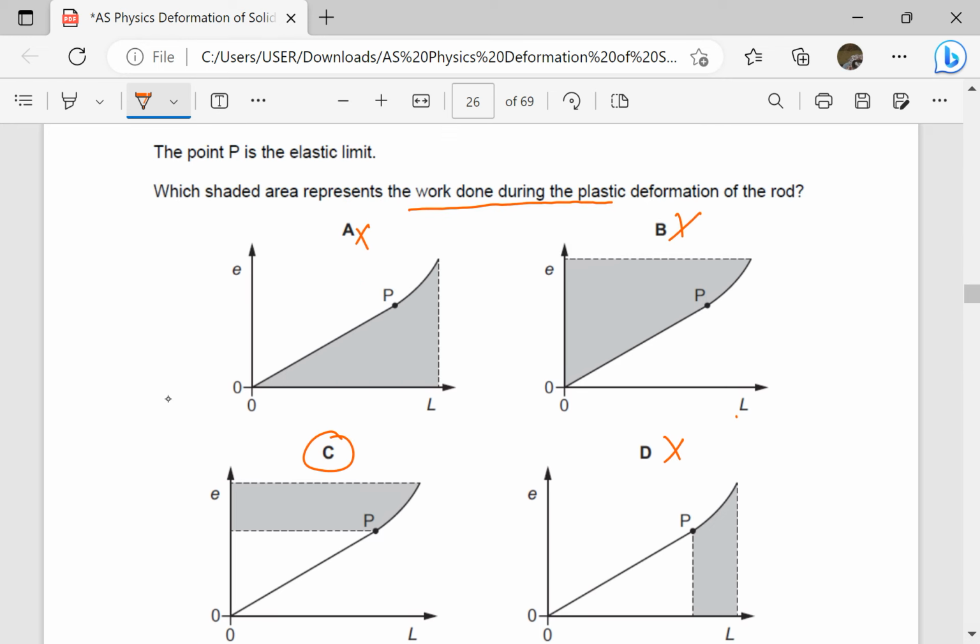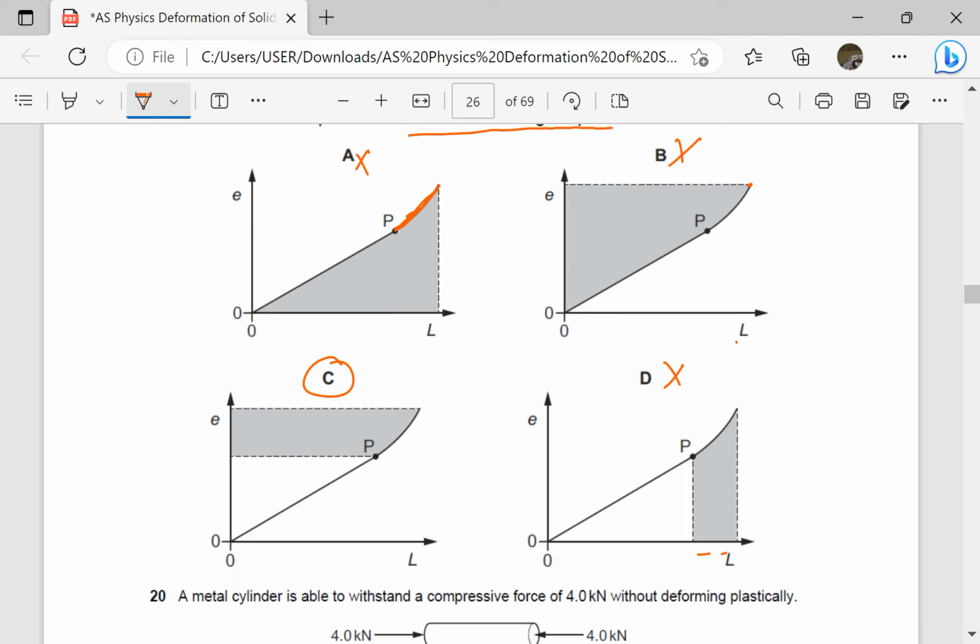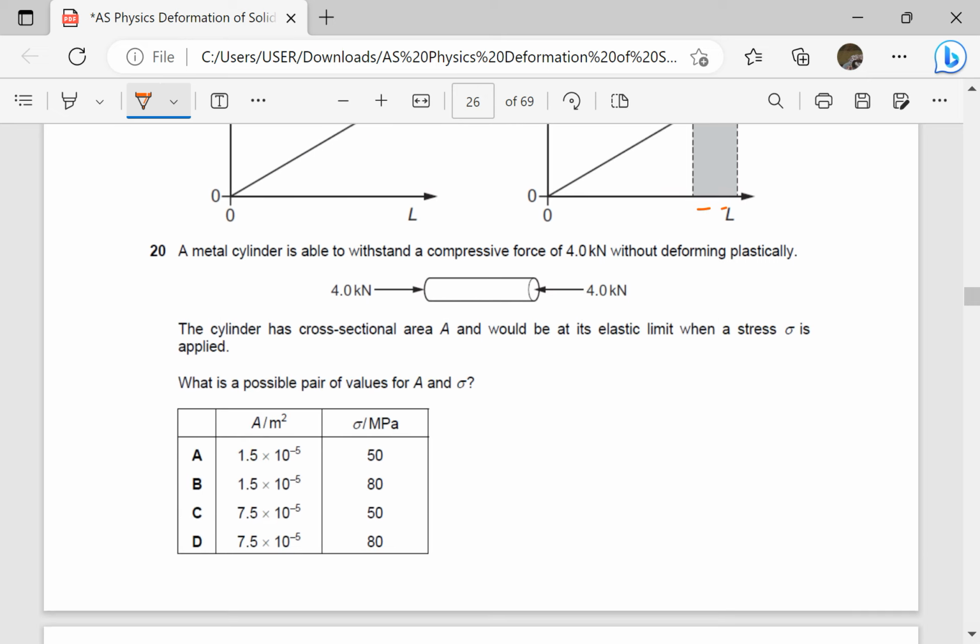This one is not correct. After all, even the work done is with the load axis. This one is also not correct, because they gave us the total work done up to this point here, not the work done during the plastic deformation. Plastic deformation is this part here, so we need the area for this part here. This one was rejected because this area is with the load axis. It is supposed to be with the extension axis. Work done is always the area with the extension axis. So the answer is going to be C.